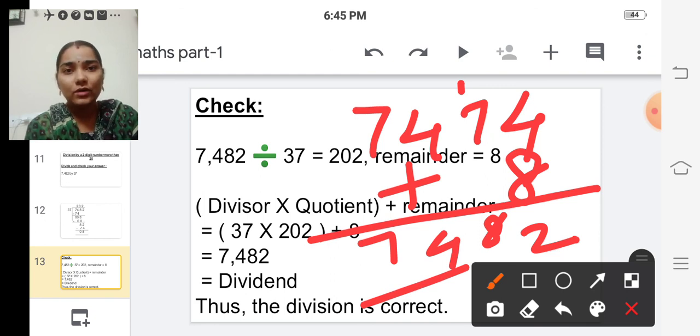It is very easy only. So go through and do all the problems in the exercise so that you can be thorough with division. Before that, be thorough with the multiplication tables.